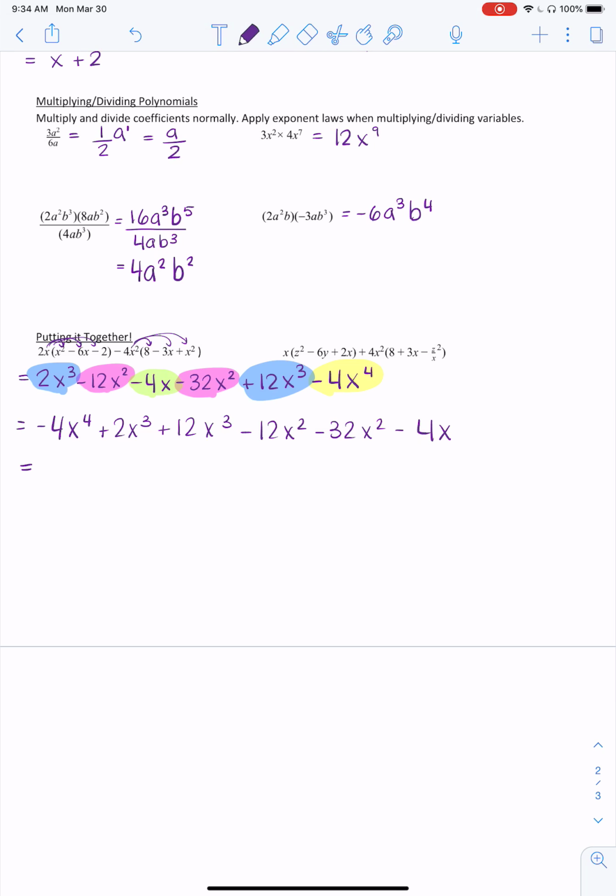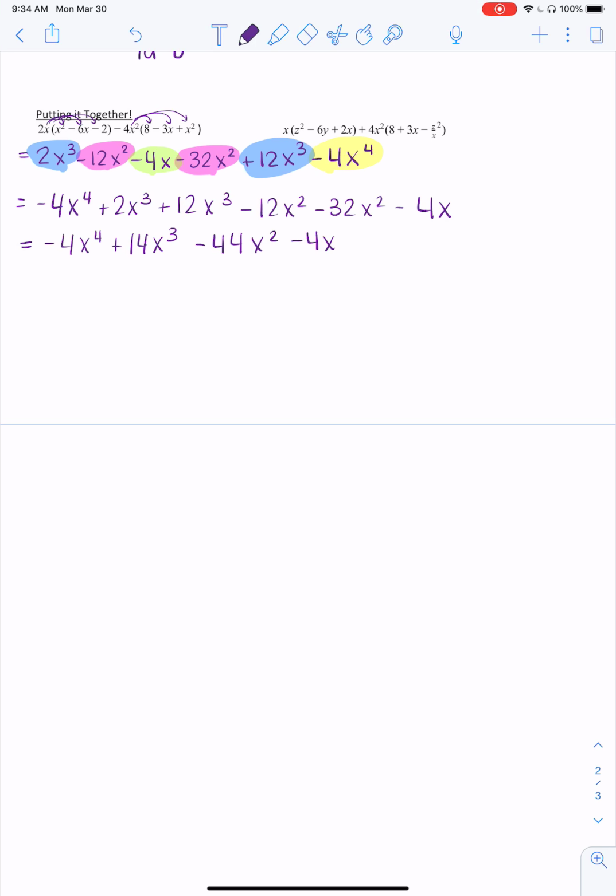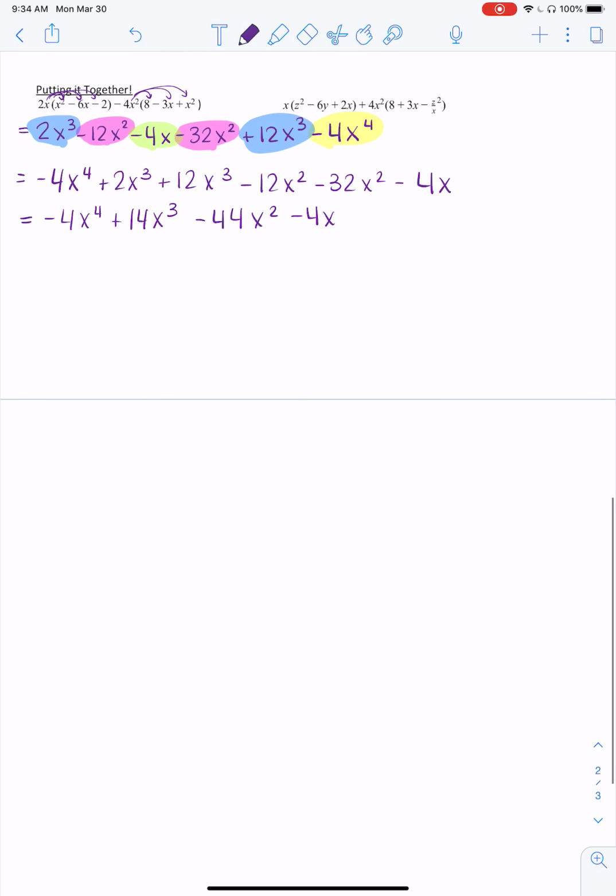And now I can collect those like terms. So we only have one x to the 4, so it just hangs out. Then we have 2x cubed plus 12x cubed plus 14. And then this will give me negative 44x squared minus 4x. And then I look at all my variables, and because there's none that are the same, I know I'm done. So we'll try the other one.